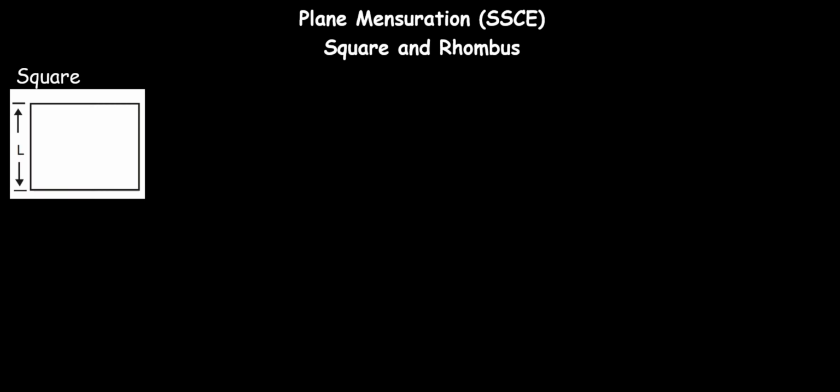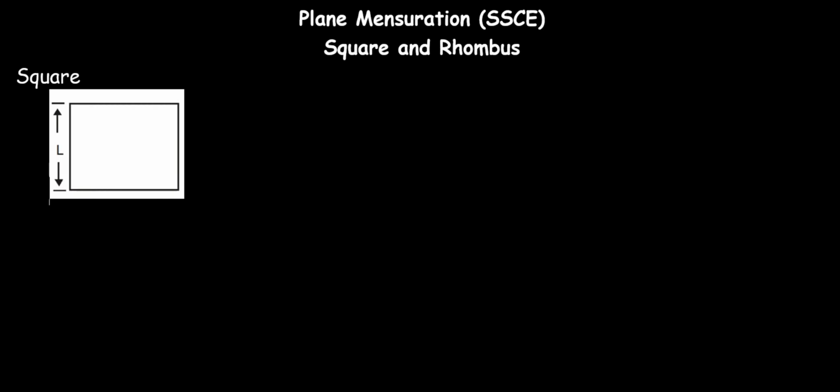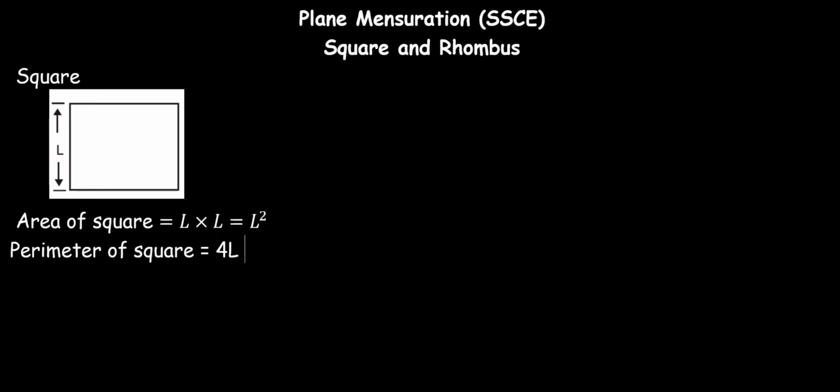From our plane geometry, we know that a square is a four-sided figure. It has all its sides equal. So the diagram given below shows our square. The area of a square is L times L, which is L squared, whereas the perimeter of a square is 4L, that is all four sides added together.